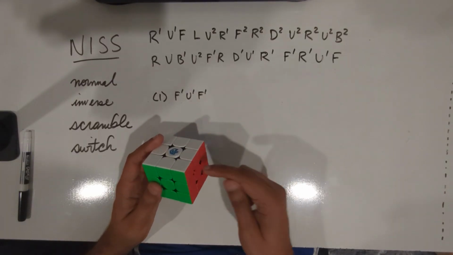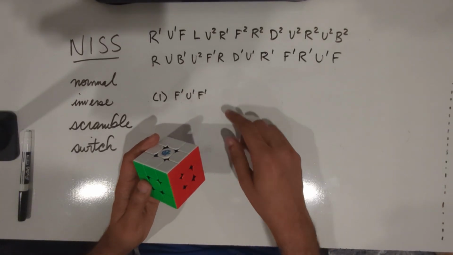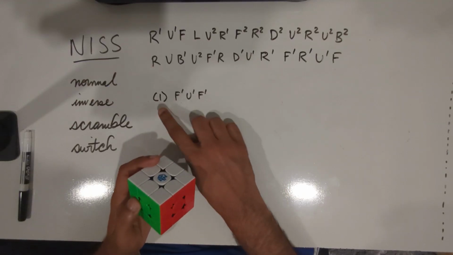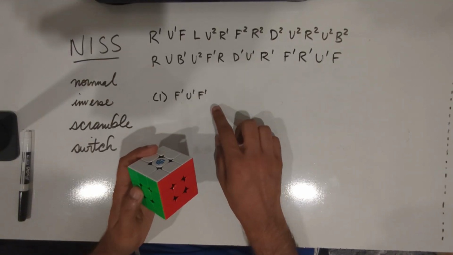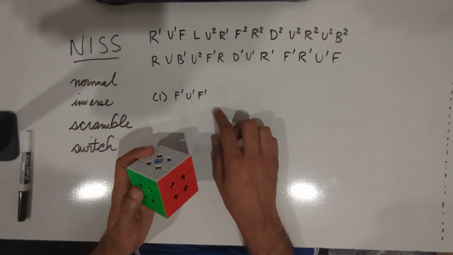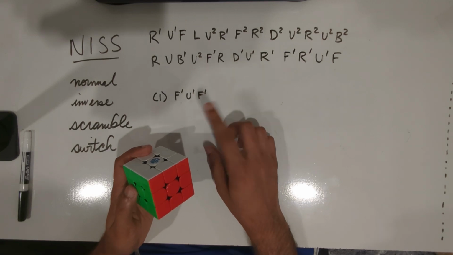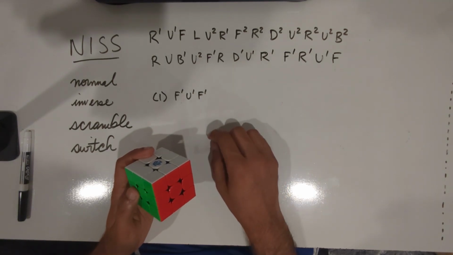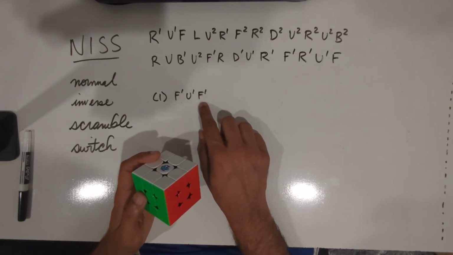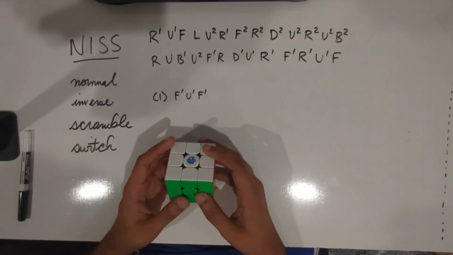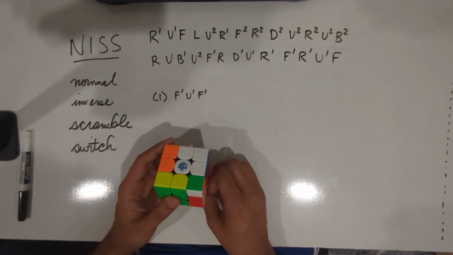To NISS, I'm going to take a solved cube and apply the inverse of the moves that I did on the normal. Let's call that sequence 1. To invert, I'm going to reverse the order of the moves and then switch all prime to normal moves and all normal moves to prime. So the inverse of 1 is going to become F U F. So if we try that out, F U F.